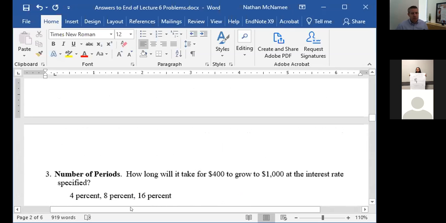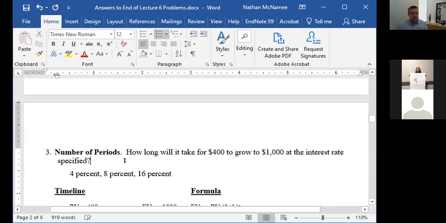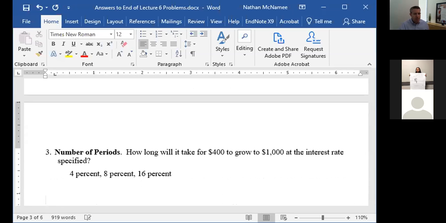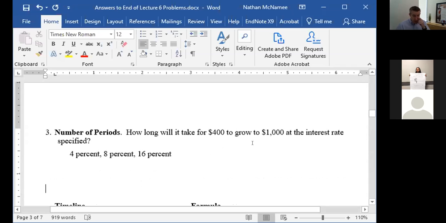This one is a good one because we're trying to figure out the number of periods. Okay, so we already know what the present value and future value is, and we already know what the interest rate is. In this case, we're given 3 different interest rates to try. But let's just do it with the first one with 4%. Okay, so I'll read the question. It says, how long will it take for $400 to grow to $1,000 at the interest rate specified? So let's just do 4%. So how long? We're trying to figure out how many periods, what is the number of periods it will take? So we don't know what N is. That's what we're trying to figure out. What is the present value?